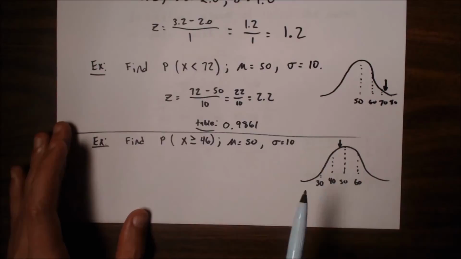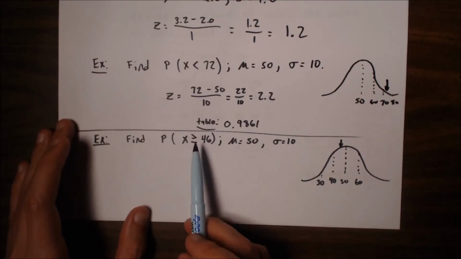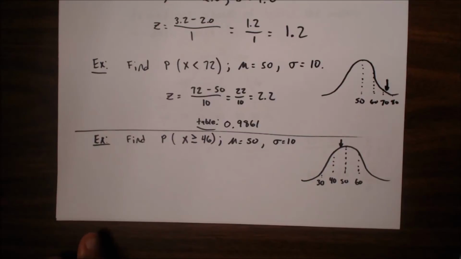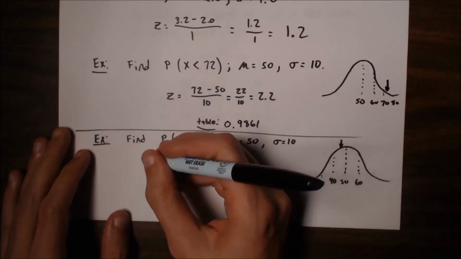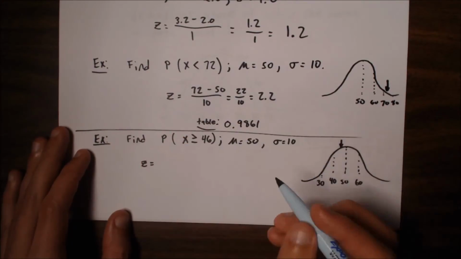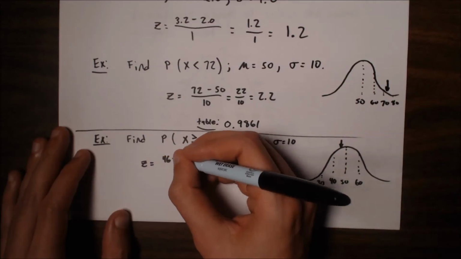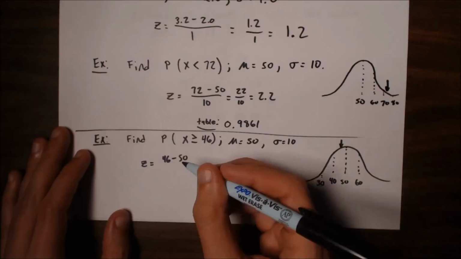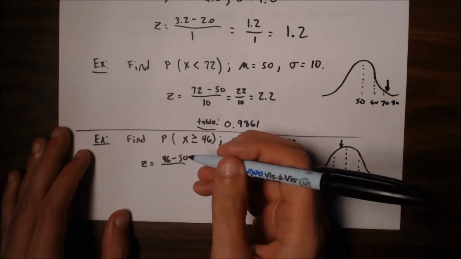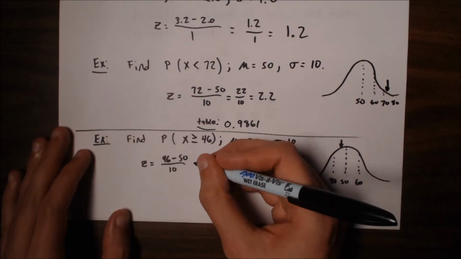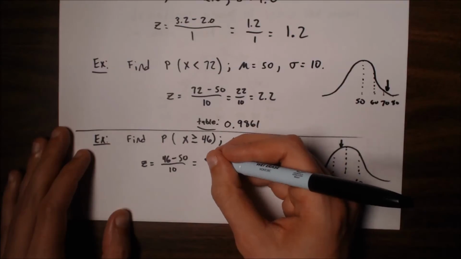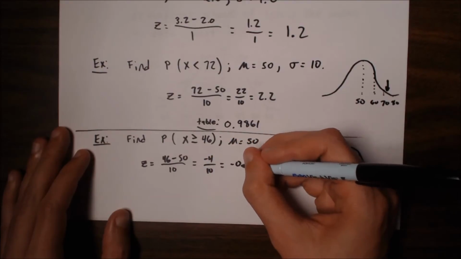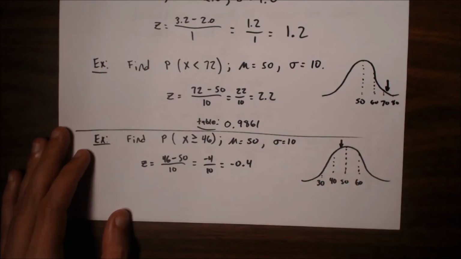So what I really want to do is find the probability of being less than 46. Once I've got that probability, I'm just going to subtract it from 1, which represents 100%. So first, let's find the z-score. It's going to be 46 minus the mean, which is 50. So of course you can see it's going to be negative, which it should be because it's to the left of the mean, divided by 10. That's going to be negative 4 over 10, which is negative 0.4.